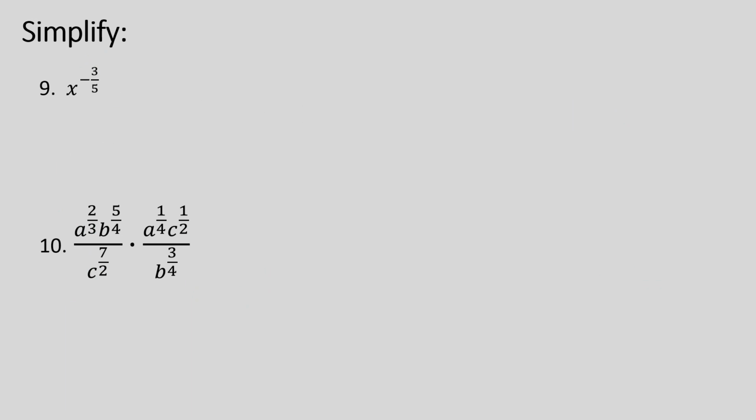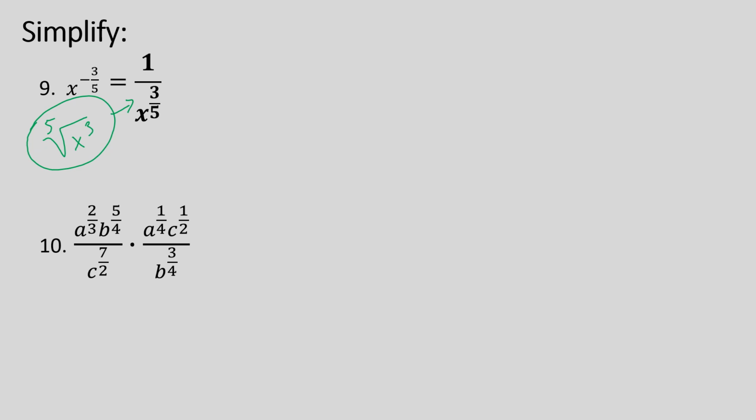Negative exponents like we have in number 9 still go to the bottom of the fraction. So we would have 1 over x to the 3/5 power. Now this would really be the 5th root of x cubed. Okay, and that's not allowed because we're not allowed to have a root in the denominator, which means we need to get rid of that.